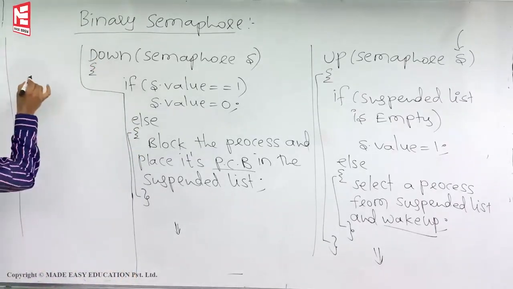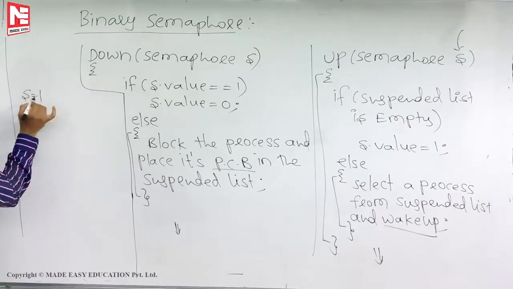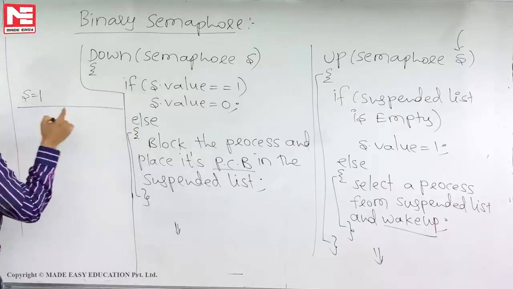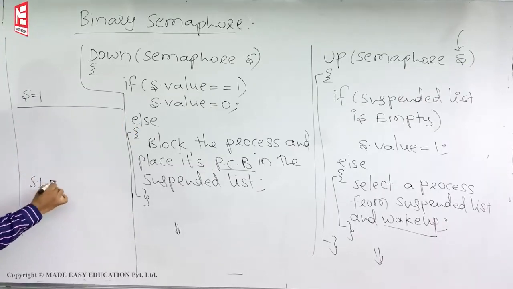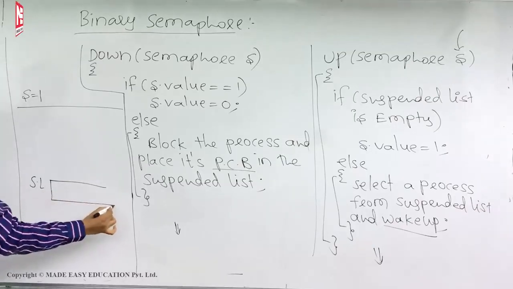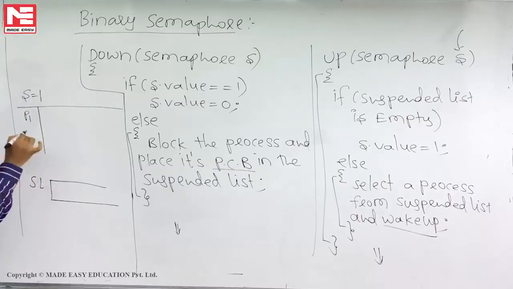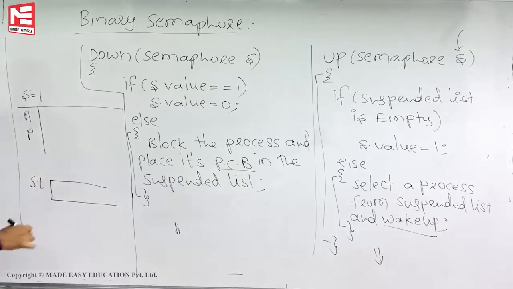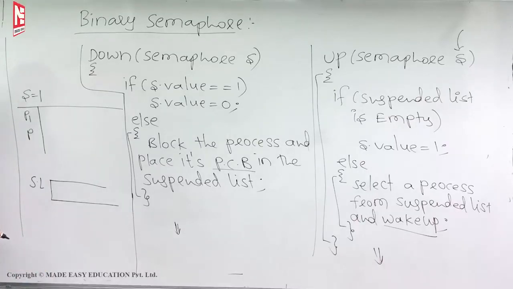Okay, listen carefully. Initial value of a semaphore S equal to 1, and there is no process present in the suspended list, and process P1 is performing down operation. Code आपके सामने है, ध्यान से सुनना है अच्छे से. I think the board is visible, right?